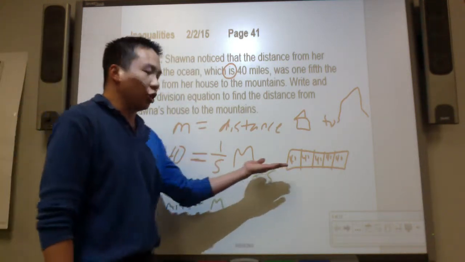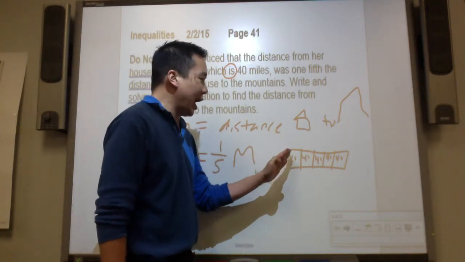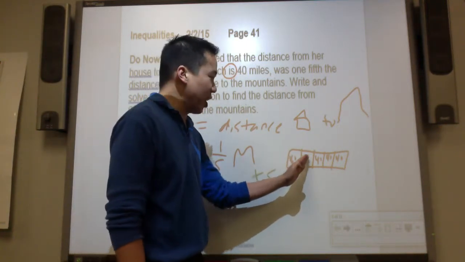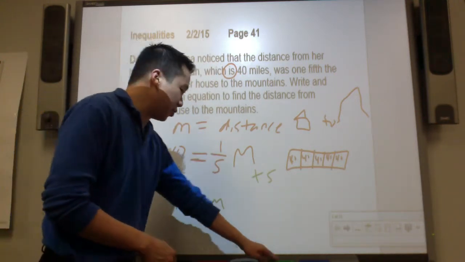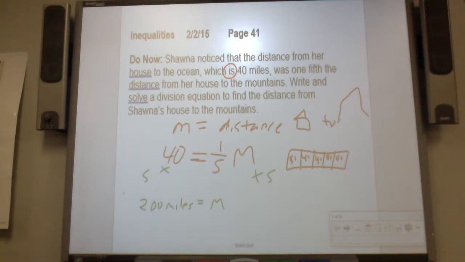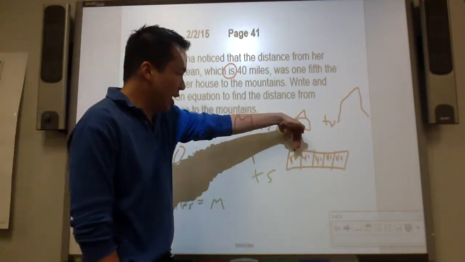the mountain. As you look at your rectangular model, you see every fifth is 40 miles. Another fifth is 40 miles, until you have 5/5, which is 200 miles. So again, 40 miles is 1/5 the distance from our house to the mountains. So that's why I put every fifth is 40.